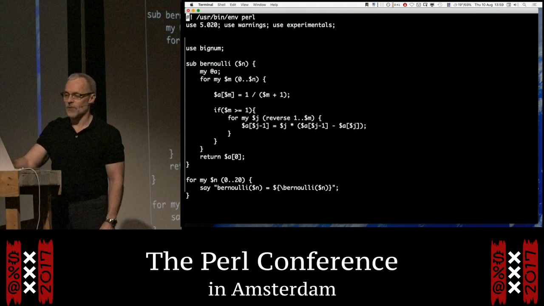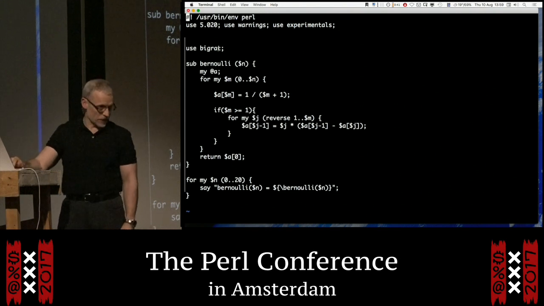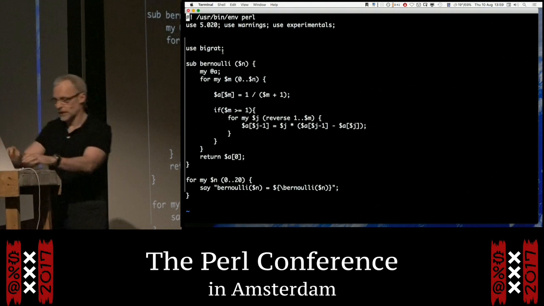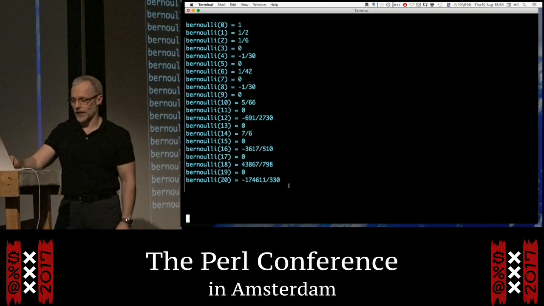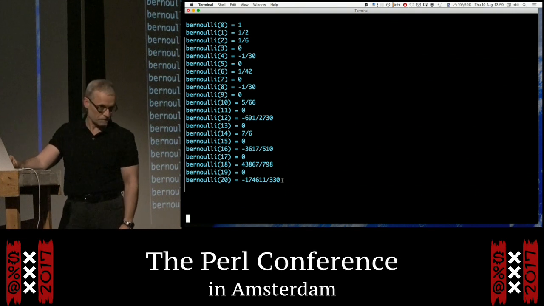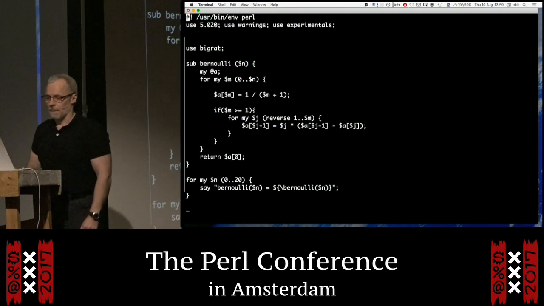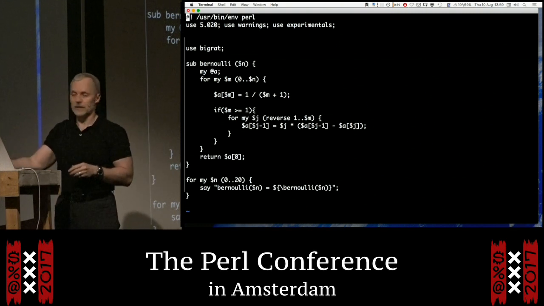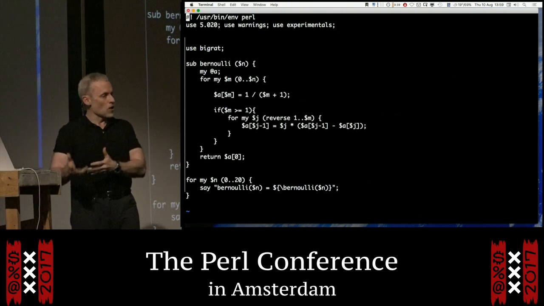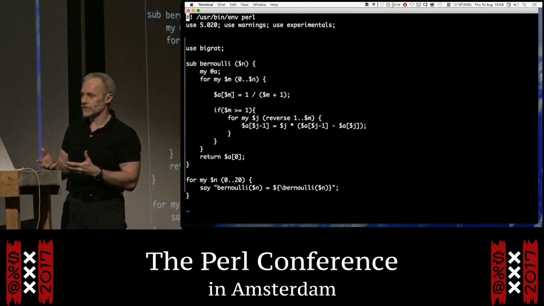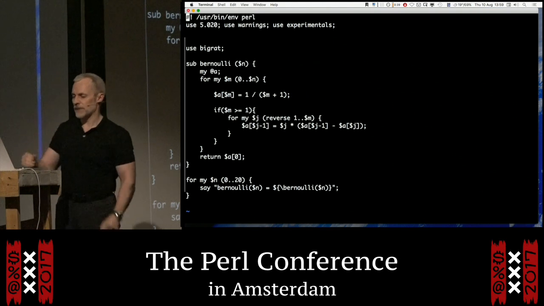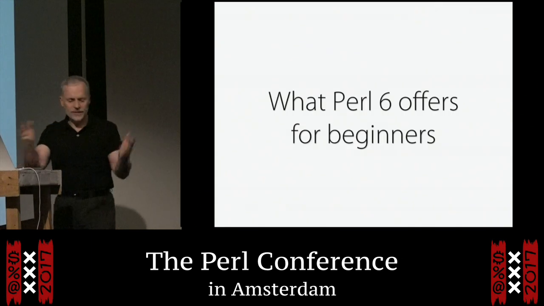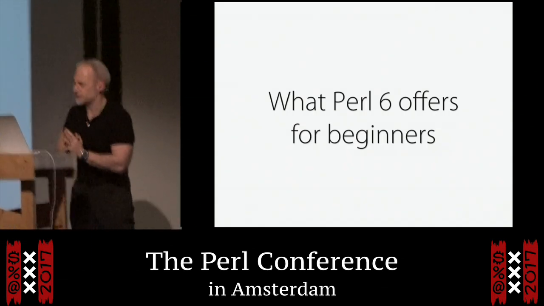What you actually want is this pragma instead, which says use extended precision rational numbers, and then we do get the right answers, although they print out funny. But I would argue that Perl 6 is doing that better, because you didn't have to know that you had to do this, and you don't have to have a big rat in your program. So that's what I think Perl 6 offers beginners.